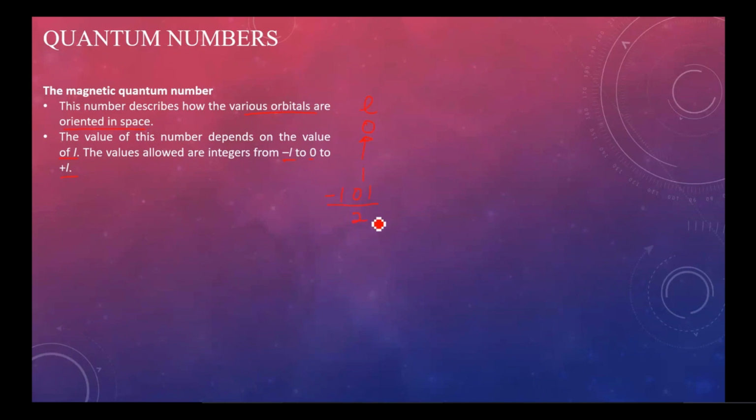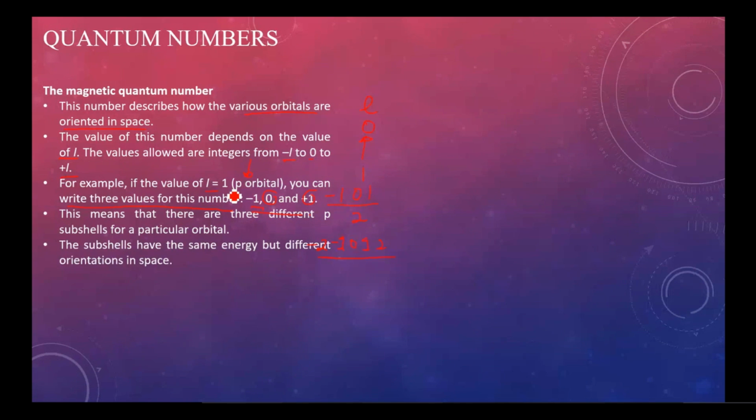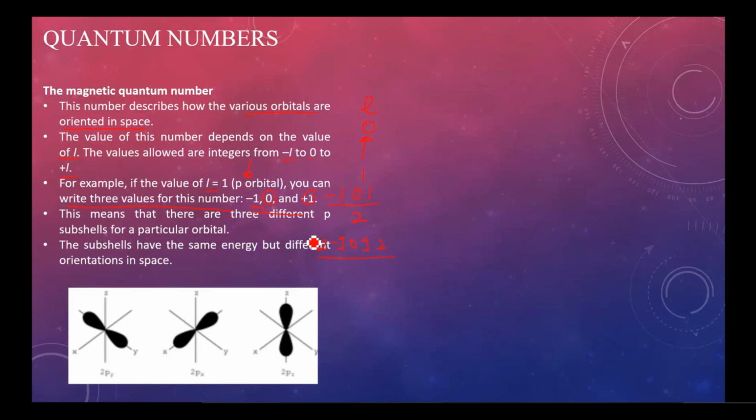Similarly, if the value of L is 2, you can have minus 2, minus 1, 0, 1, and 2. These five orientations are available. For example, if the value of L is 1, which is the p orbital, you can write three values for this number: minus 1, 0, and plus 1. So there are three orientations available, which means three different p subshells. The p subshells would have the same energy, but the orientation would be different.